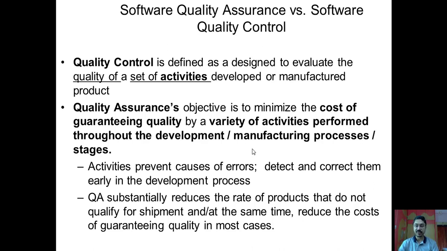So we will go through the definition once. Quality control is designed to evaluate the quality of a set of activities, of a developed or manufactured product. So you are working directly on the final product in quality control. You can correlate that with academics. In the case of quality control, we said there is an exam. We are looking at the developed or manufactured product.